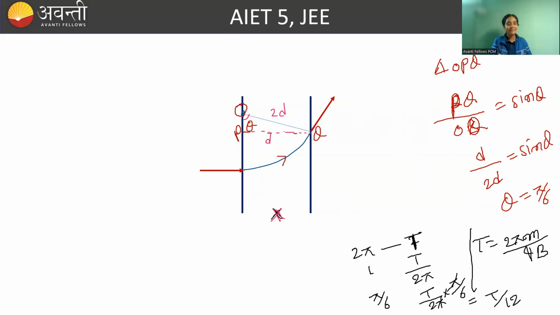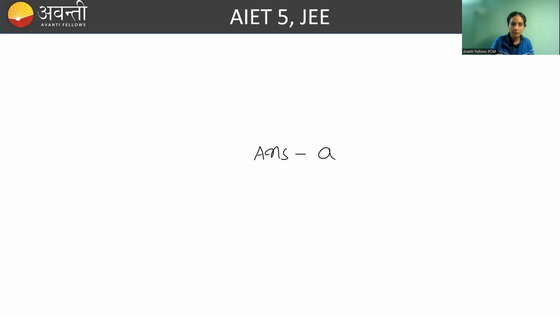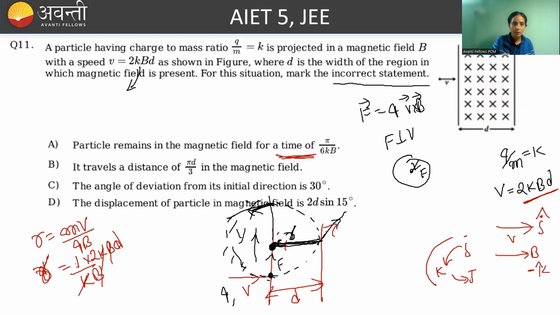So for what amount of time will it stay inside the magnetic field? T by 6. Now put the value of T and let's check if A is correct or not. T is equal to 2 pi m by qB, and by 12. So m by q, according to our question, if you see the question carefully, q by m is equal to how much?